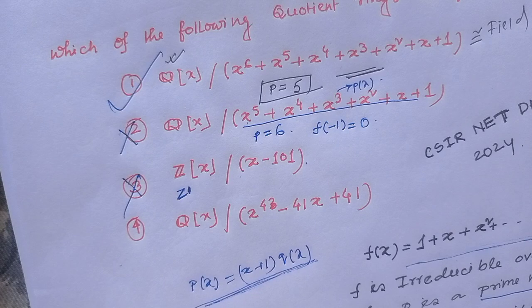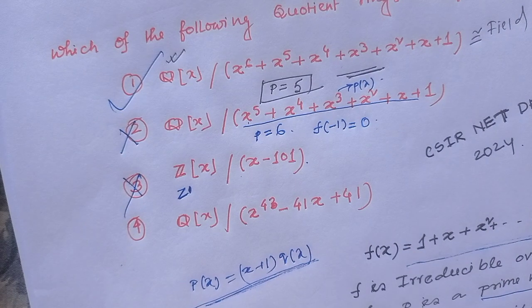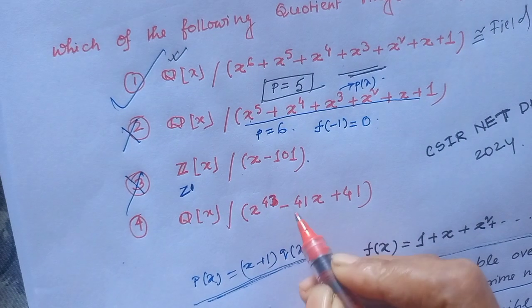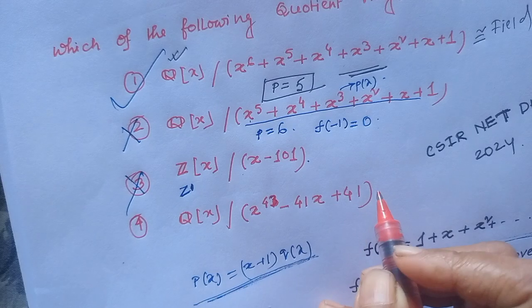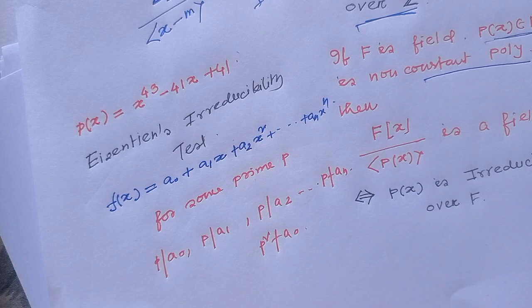And option 4, Q[x] modulo x^43 minus 41x plus 41. Here notice p(x) equals x^43 minus 41x plus 41. Here use Eisenstein's irreducibility criterion. Just review Eisenstein's irreducibility criterion.